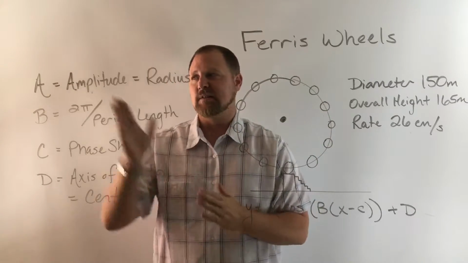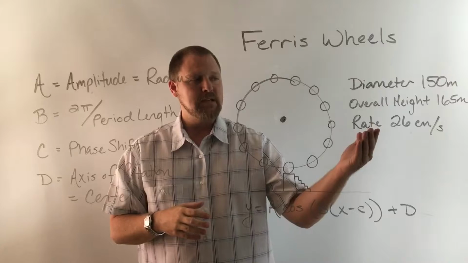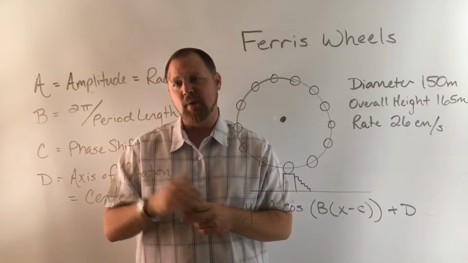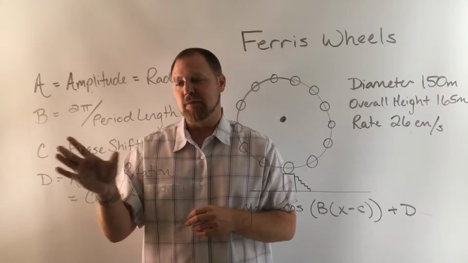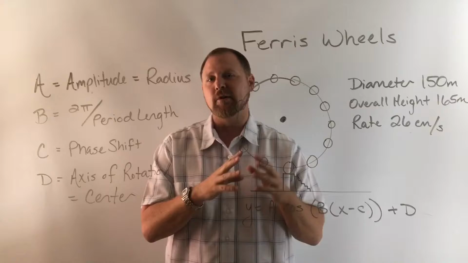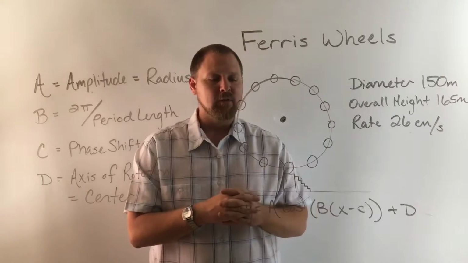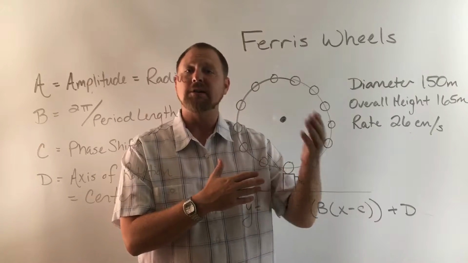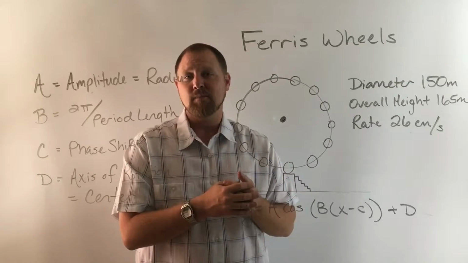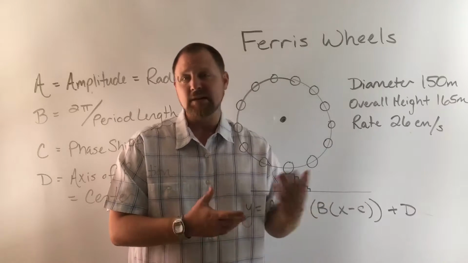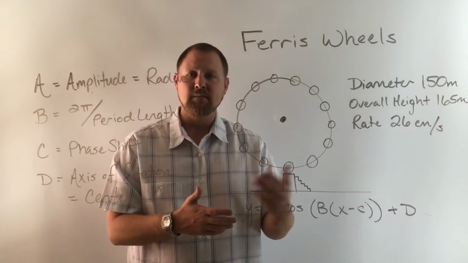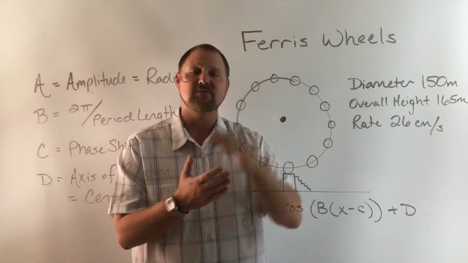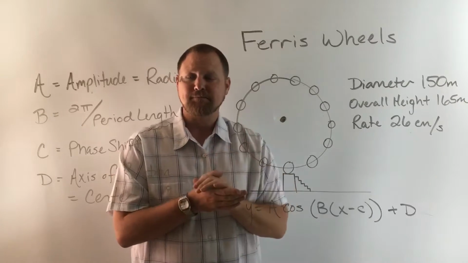The radius distance is going to give us A. The rate and the circumference are going to give us B, as long as we incorporate 2 pi in this little formula. And then the phase shift is going to be a little more difficult, however, it's basically just an understanding of where you start on this Ferris wheel. If you start at the top when you start the clock, then your C is 0. If you start at the bottom, then your C is going to be half of the circumference, or half of the time it takes you to get all the way around.